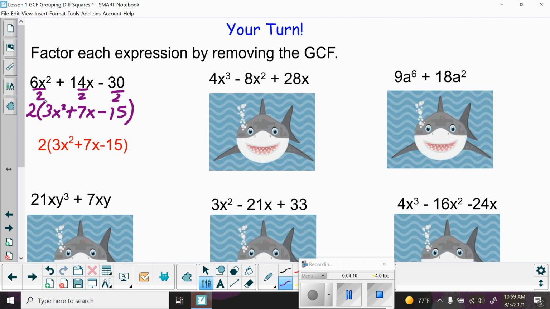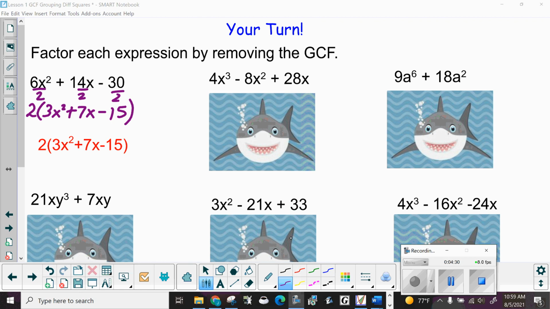I go back and I look. I have an x squared and an x, and there are no variables, so there's no common variable to all three terms. Okay, let's look at this next one.